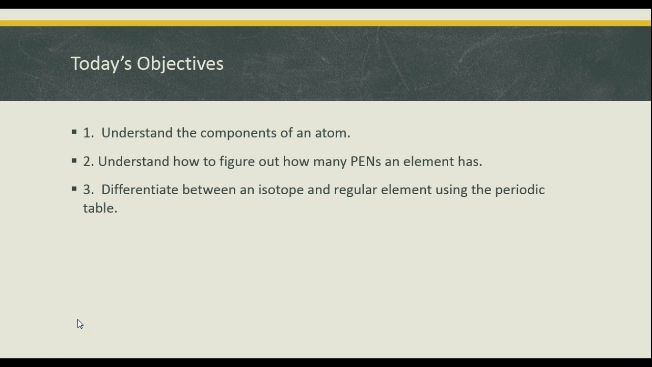So hopefully in today's tutorial we understood the components of an atom, protons, electrons, and neutrons. We've also looked at how to figure out how many protons, electrons, and neutrons an element has by looking at the atomic number and the atomic mass. And we have differentiated between an isotope and a regular element and identified that an isotope has a different number of neutrons because of an increasing atomic mass.